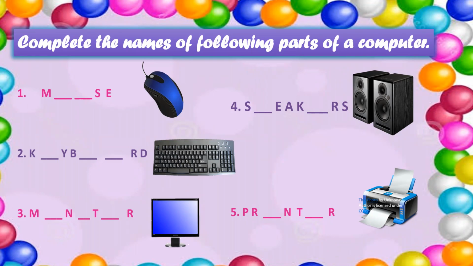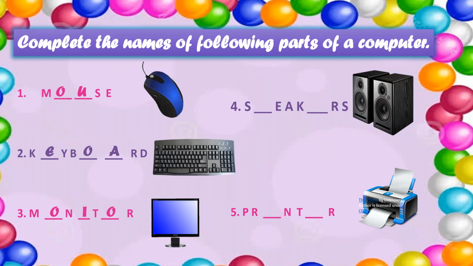Now spell mouse, children. M-O-U-S-E. Okay, children, mouse. Now see the next picture. Flat board with keys. What is it called? Keyboard. Now spell keyboard, children. K-E-Y-B-O-A-R-D. Keyboard. Now see the next picture and tell me what is this? It looks like a TV, children. Yes, it is a monitor. Now spell monitor, children. M-O-N-I-T-O-R. Monitor.